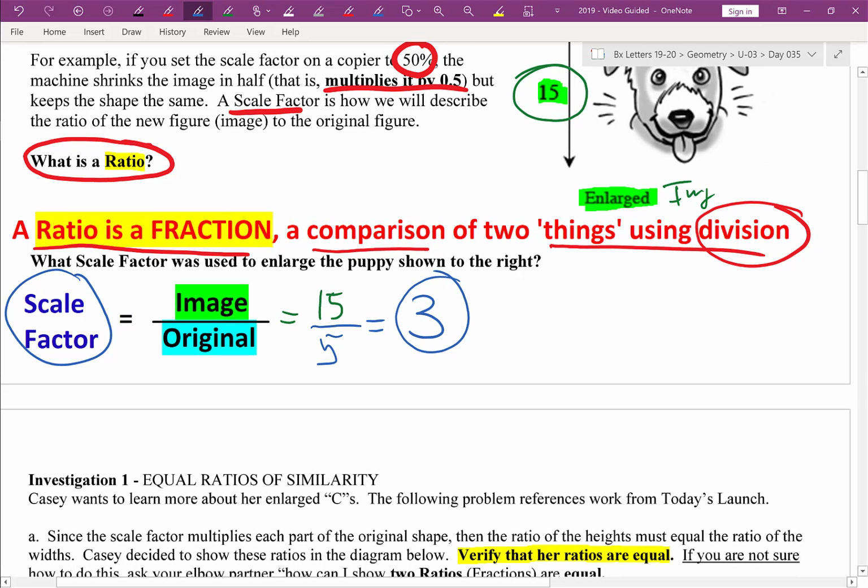Because 3 affected my original side to give me my image. Okay?